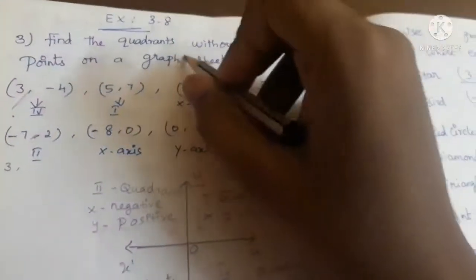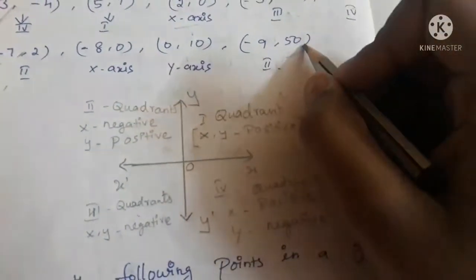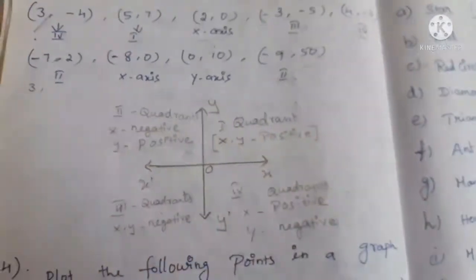When you are asked to find the quadrants without plotting, just see the sign. What is the sign of x and what is the sign of y. No need to worry about the number. Minus 9 comma 50. Minus 9 means it lies here and 50 lies somewhere there. So it is in the second quadrant.